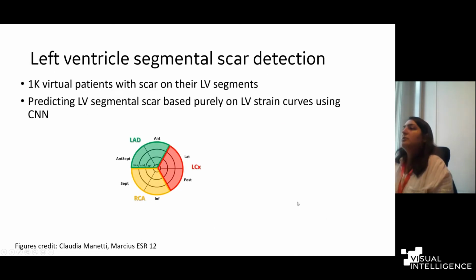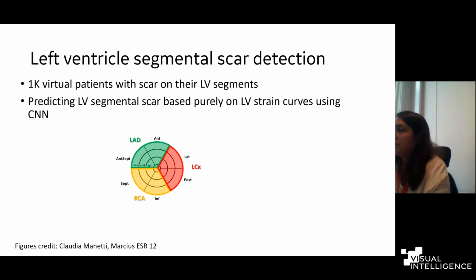Another study that I was working on was the segmental scar detection for the left ventricle. So this time it is not a global evaluation, but we are interested in finding out whether or not each segment in the left ventricle, each of the 18 segments, is scarred or not. And again, working on another simulation data set, again, 1,000 virtual patients with scar on their left ventricle segments. This was specifically generated, again, by our colleagues at Maastricht University, so that we know for sure that these patients have scar or don't have scar at all.